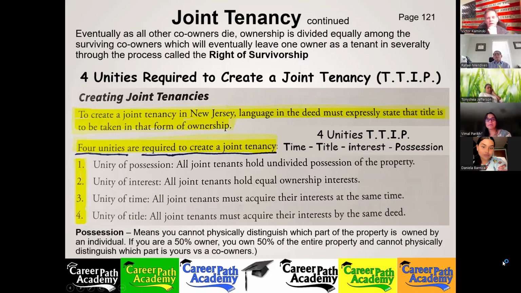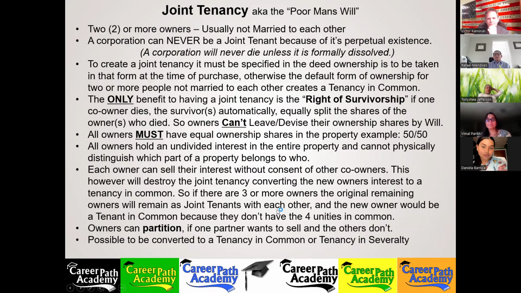Okay. So here is a slide for everything about joint tenancy. Two or more owners, usually not married to each other. A corporation can never be a joint tenant because of its perpetual existence. A corporation will never die until it's formally dissolved. To create a joint tenancy, it must be specified in the deed that ownership is to be taken in that form at the time you purchase. Otherwise, by default, it's tenancy in common.